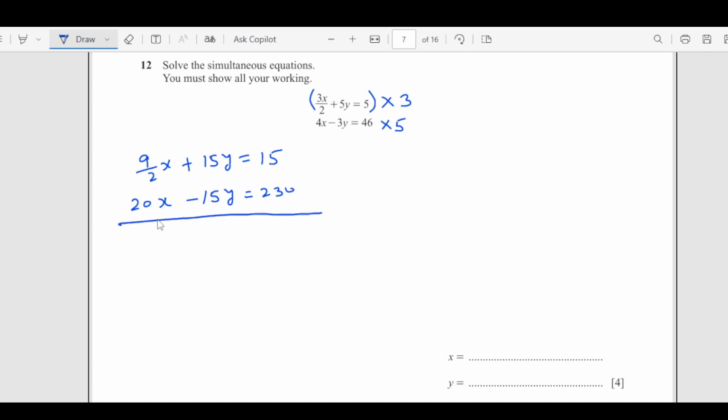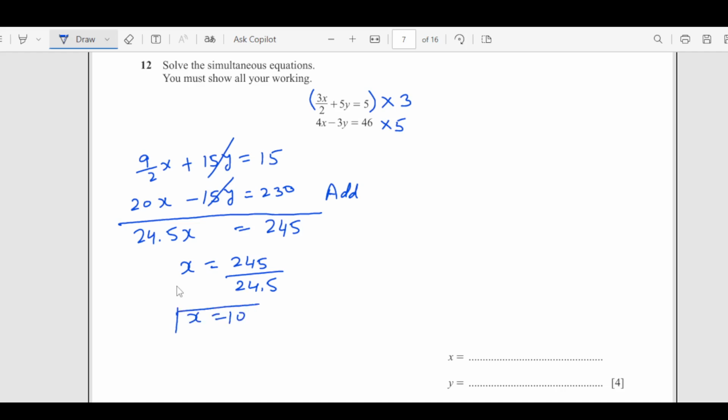Now we have these two new equations. The coefficient of y is positive and negative 15, so if we add these equations, the y terms get cancelled. Then 4.5 plus 20 will be 24.5x equals, when we add these, 245. So x is going to be 245 divided by 24.5, which comes out to be 10. So the value of x is 10, right.